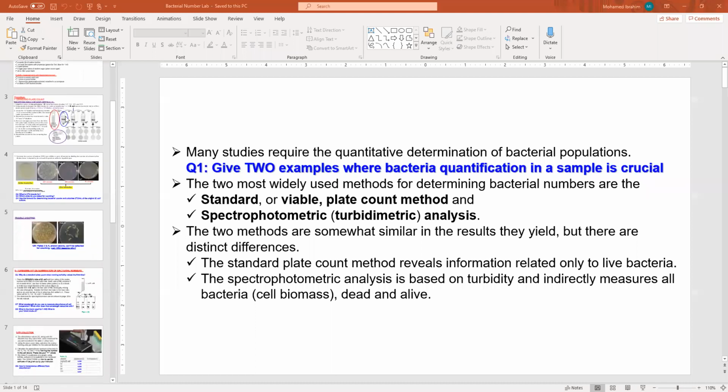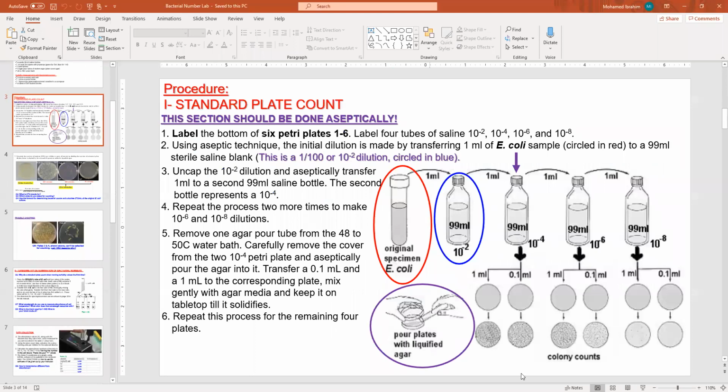Okay, what I need you to know from this lab, when you do calculation to get the colony forming unit, okay, so what I need from you to know, say I have my original culture here and I need to do the standard plate method to count how many colony forming units per ml in this original culture.